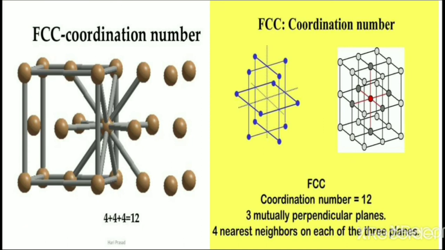Then come to FCC, face-centered cubic crystals. In this case, all the 8 atoms are present at the 8 corners of the cube and 6 atoms are present at each face of the cube. So here the central atom is surrounded by a total of 12 atoms. So 4 plus 4 plus 4 is equal to 12 here.